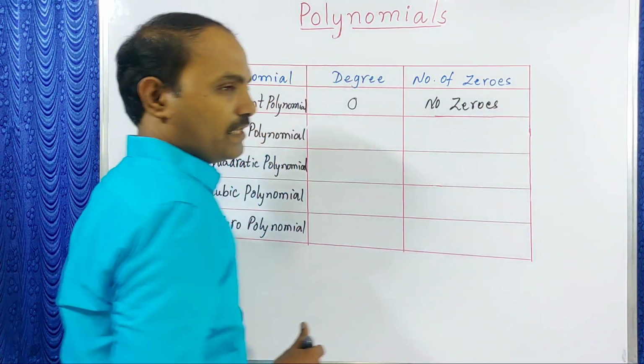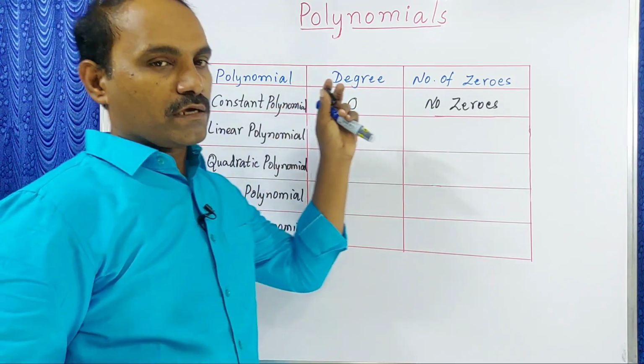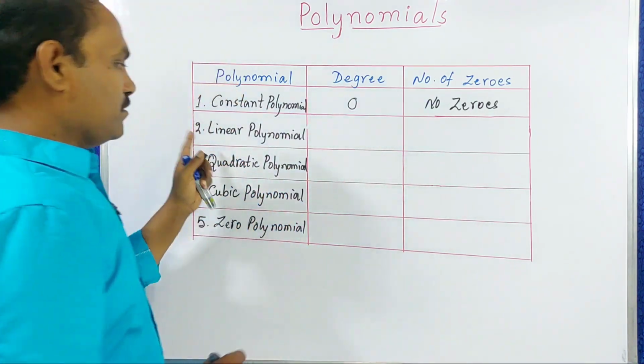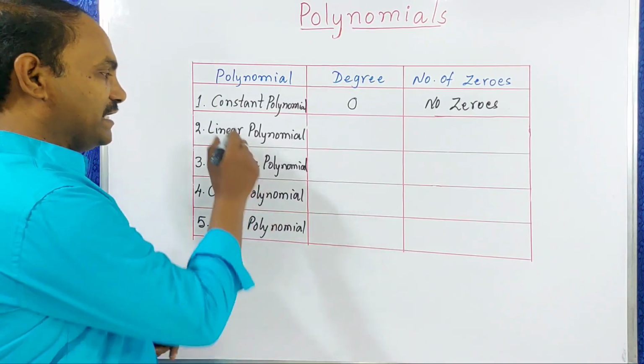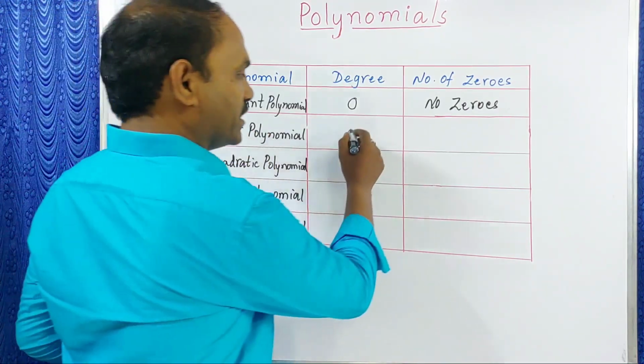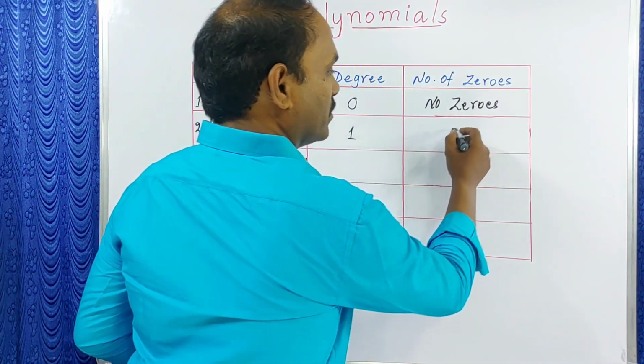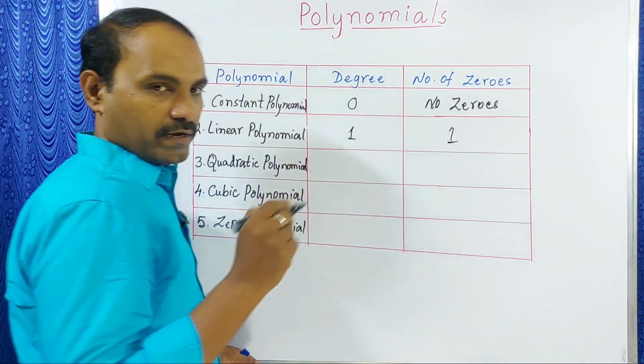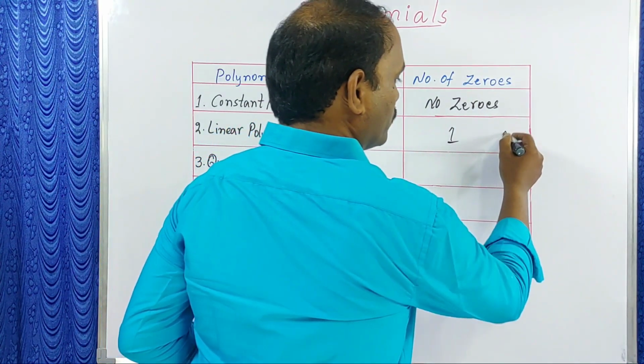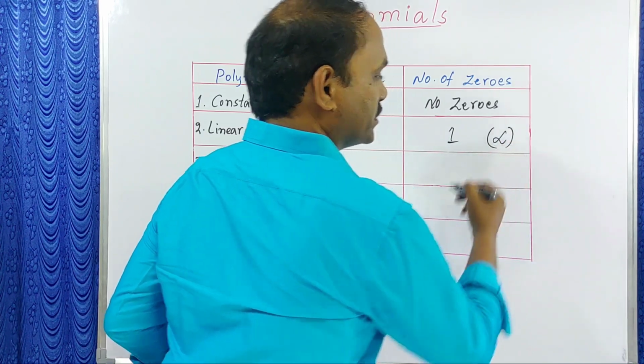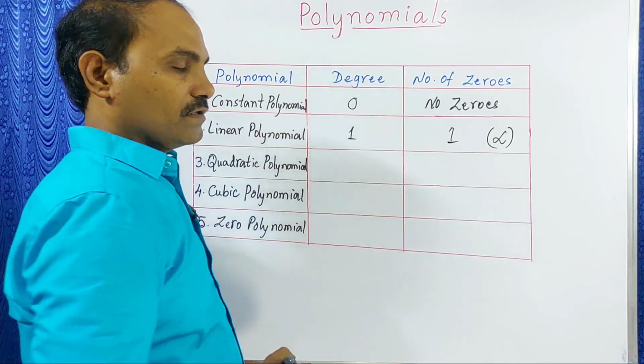No zeros here. Why? Because that one is only a constant number. And then linear polynomial. Linear polynomial is a degree 1 polynomial. So the number of zeros is also 1. We can indicate this one as alpha. If it is 1 zero, we can indicate it with alpha, a Greek letter.